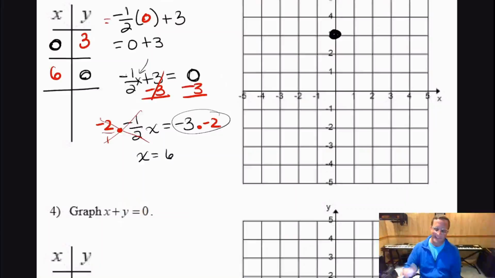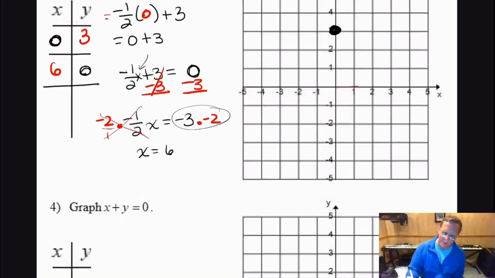So you've got 6, 0, which is off the graph, but I would guess it's right around here, in that vicinity. And so we know our graph, for the most part, I would suggest using 3 points for a graph, which is what we're doing still, but we have a general idea of what the line of our graph should look like.